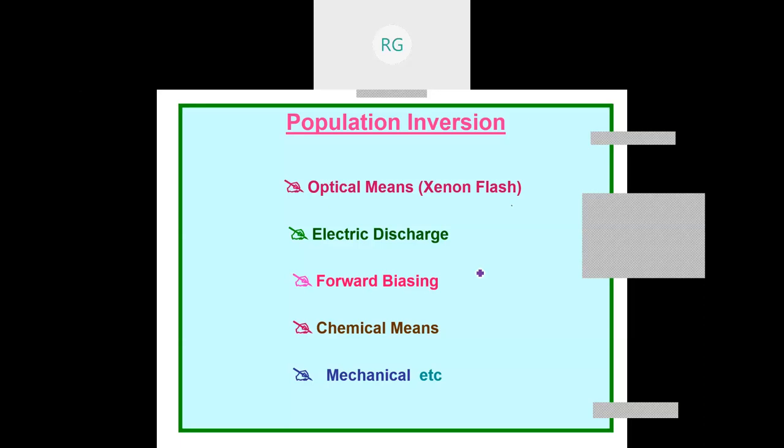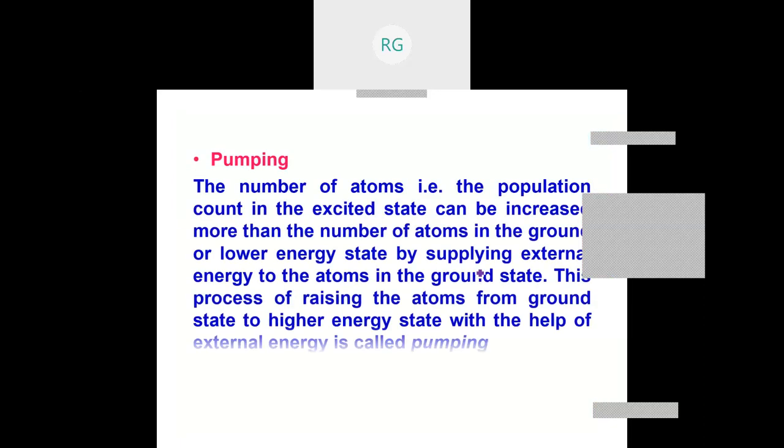So thereby you have different means of achieving population inversion. The process we use to get population inversion by the application of external energy is called pumping. So we need pumping. Pumping is to achieve population inversion: use external energy and take the atoms from the ground state to a higher energy state. So the process of taking atoms from a lower energy state to a higher energy state with the help of an external source is called pumping. Pumping helps us to obtain population inversion.